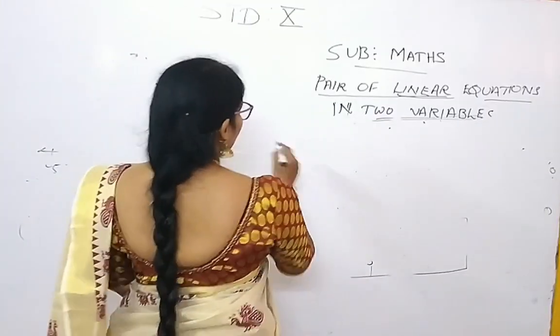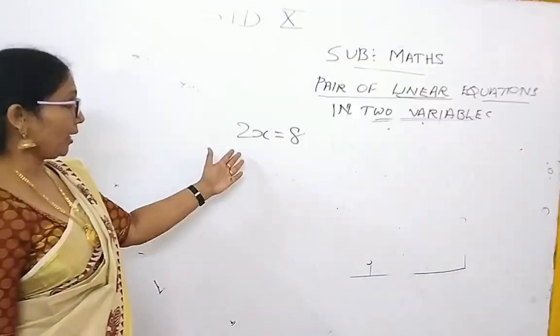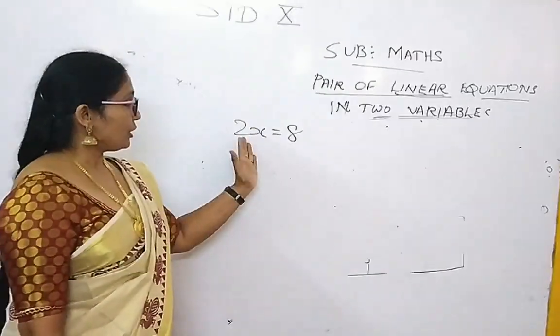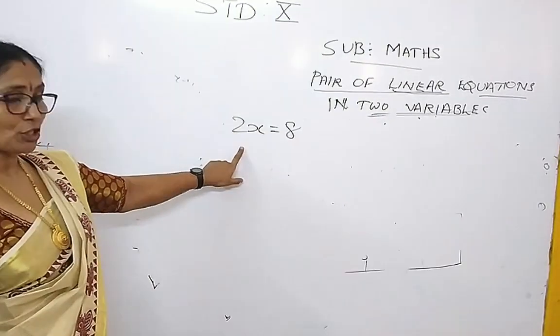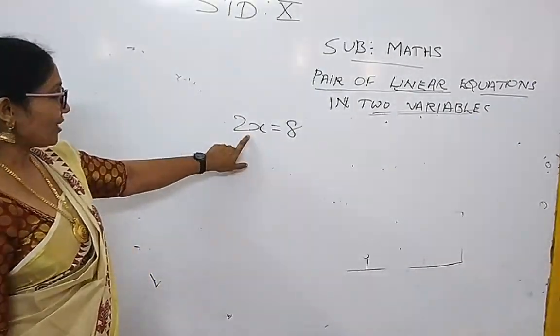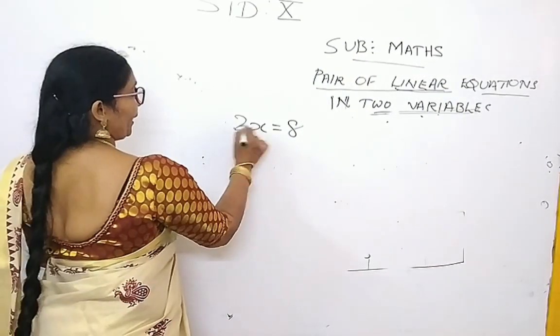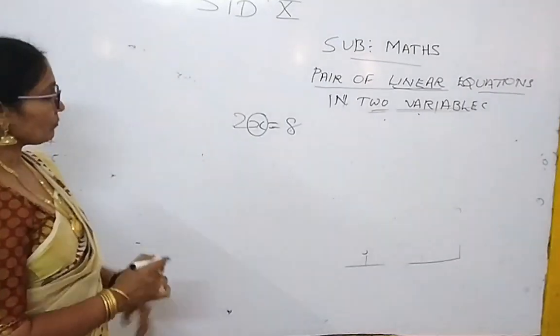Now, you might have heard of the equation 2x = 8, when you were in the 8th standard, I think. In this equation, you know that only one variable is there. This is a linear equation in one variable. So 2x = 8 is a linear equation, and this x represents the variable.